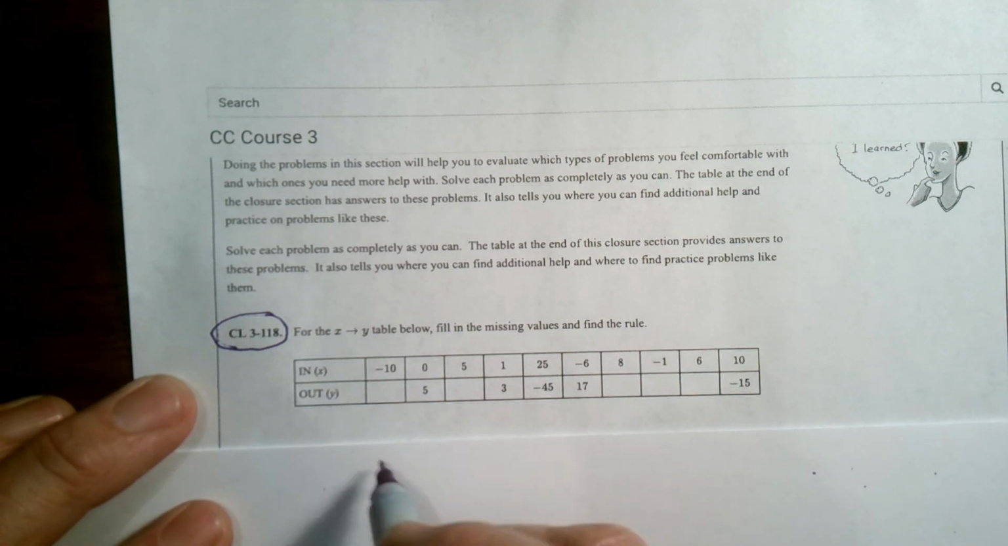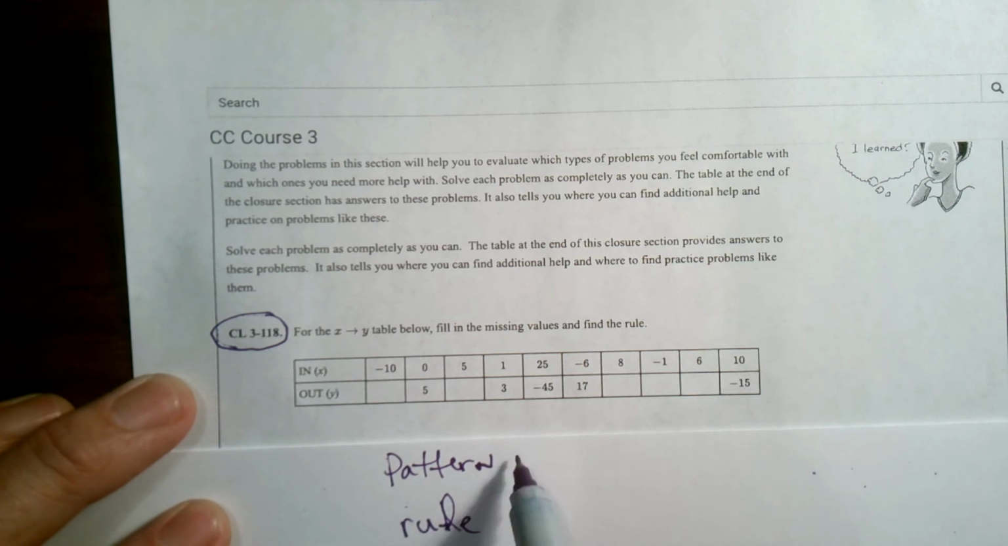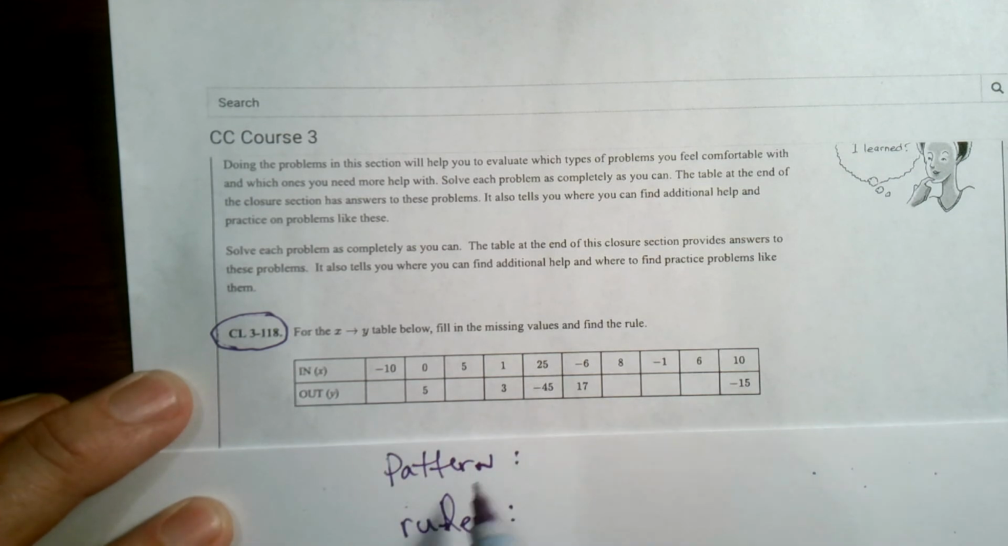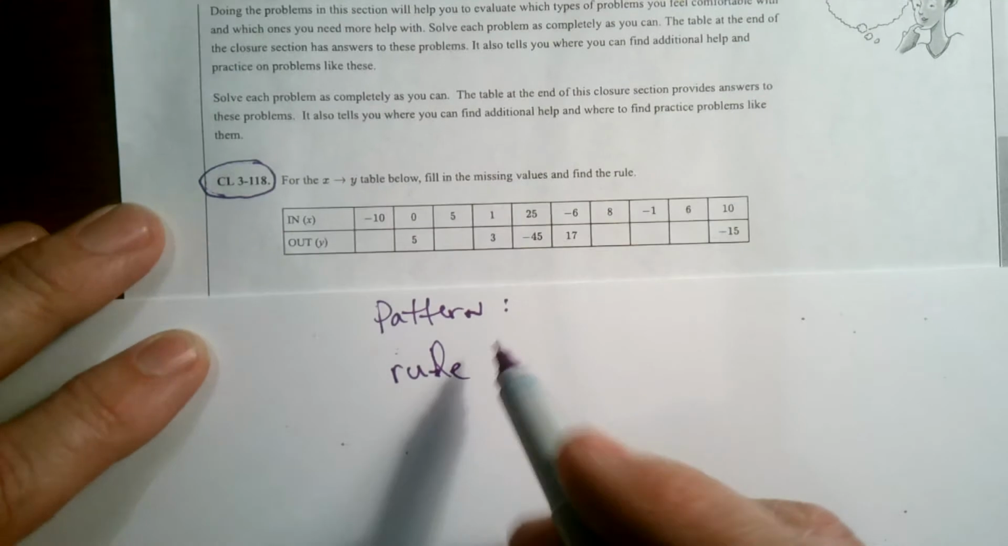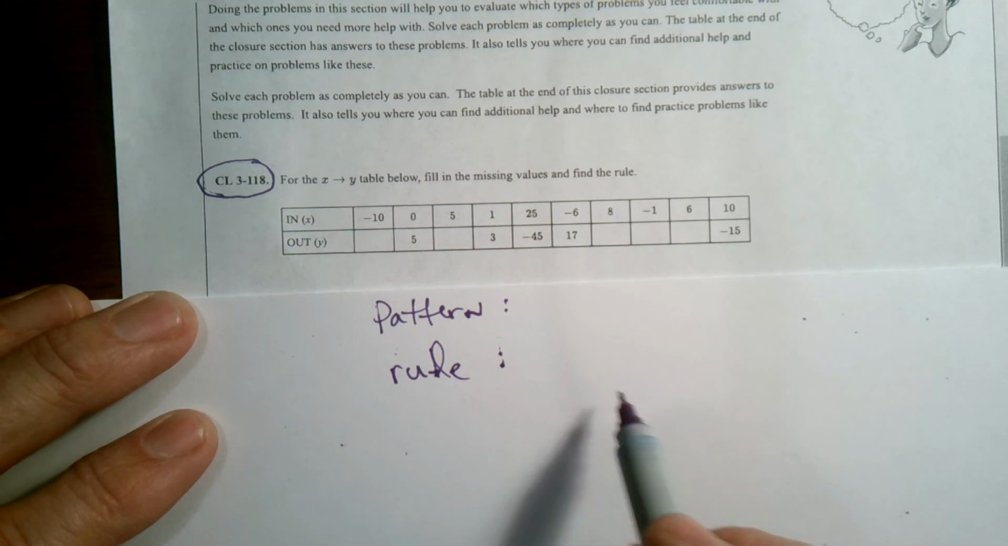So we want to know what's the pattern and then what's the rule. Looking at the pattern, we can describe that pattern in words and then complete the table based on that pattern. And that rule, remember, is going to be y equals, an output equals something going on with the x, right?